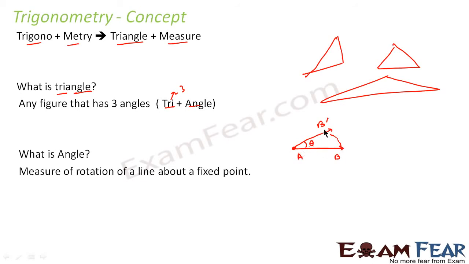So here we have rotated B dash this much, so we can call it theta dash. Let's suppose we rotate this B further to get this point. I'll call it B double dash. So this point will be theta double dash. So what is angle? Angle is nothing but rotation of a line about a fixed point.